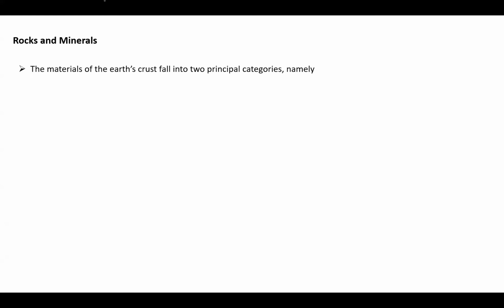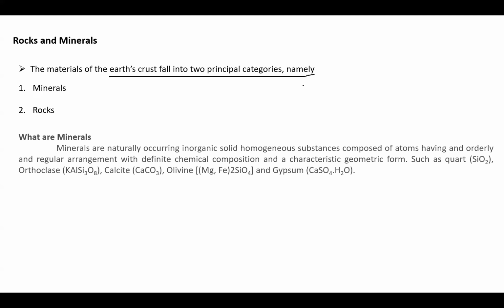So as we all know, in the earth's crust we can see mainly two principal materials or categories. Those are minerals and rocks. First of all, we want to know what minerals are. Minerals are inorganic homogeneous substances. That means the chemical composition is very defined. There is only a single, very defined chemical composition, and there will be a very characteristic geomorphic form.